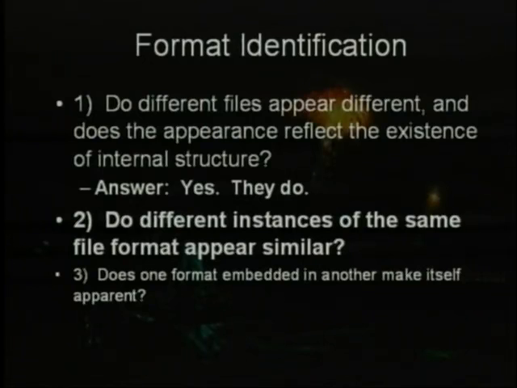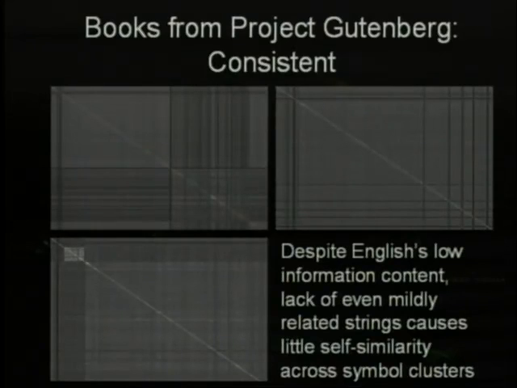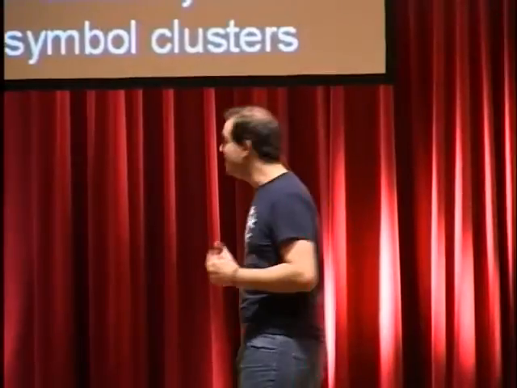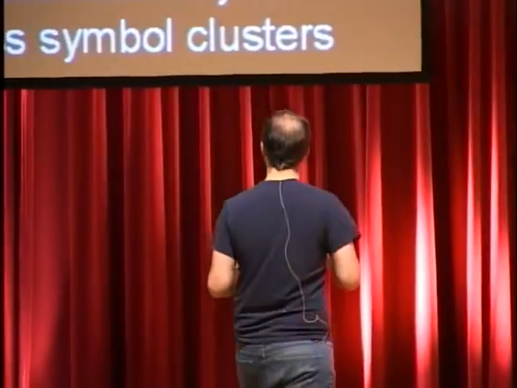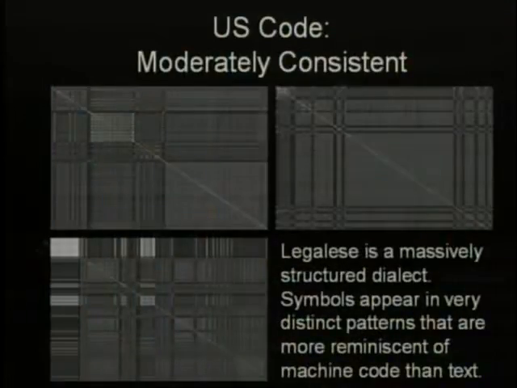But now, do different instances of the same file format appear similar? Text. If you actually take books from Project Gutenberg, text actually isn't very patterned. Now, you'd think it would be, because English is fairly low entropy, it's 1.3 bits per character, but you don't usually open a book and the same paragraph is in chapter 1 as in chapter 3. You don't usually see the same paragraph repeated over and over again. And so you actually don't get much self-similarity. The symbol clusters don't really align. But law is not text.